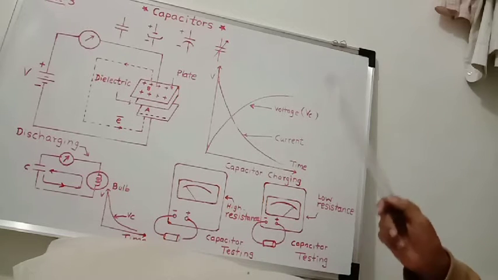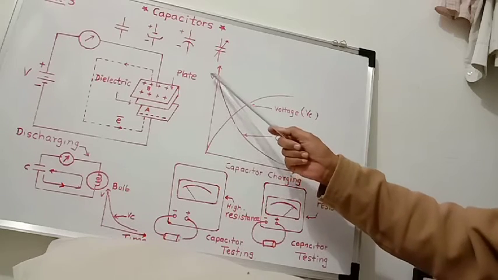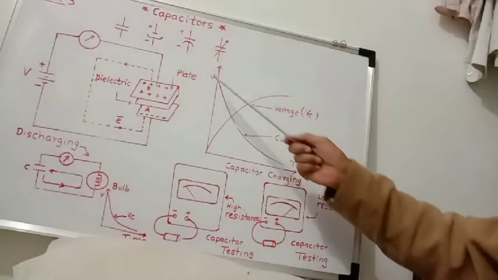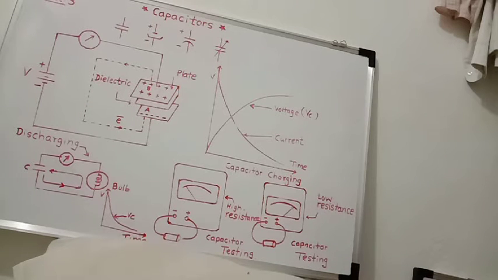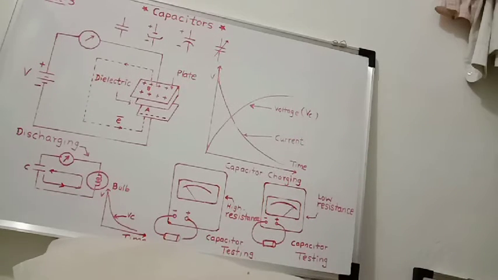The time required for the capacitor to charge up to 63.28% of its maximum or applied voltage is called the RC time constant. Or, the time required for the capacitor to discharge up to 36.72% of its initial voltage is also called the RC time constant.